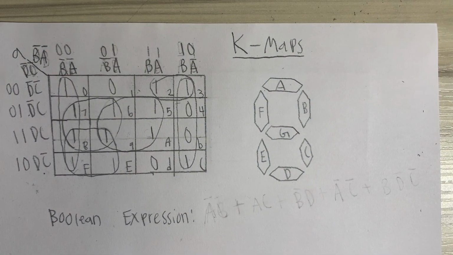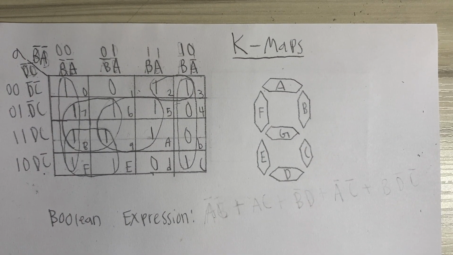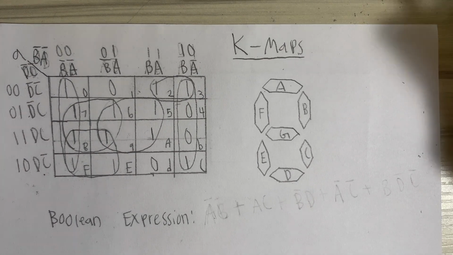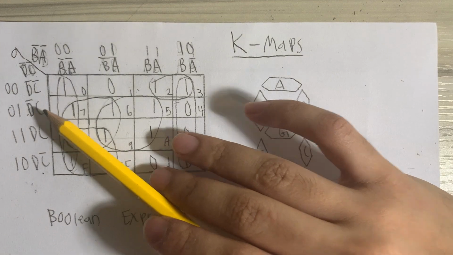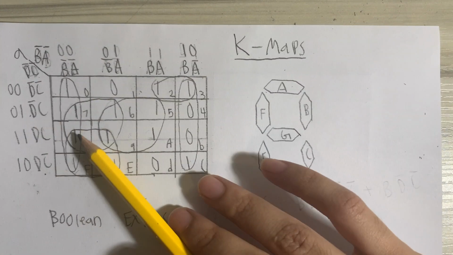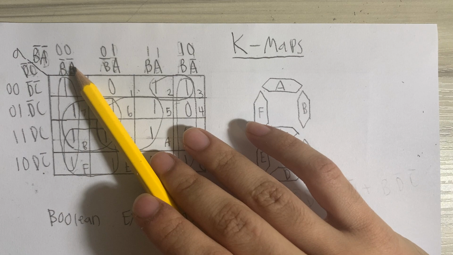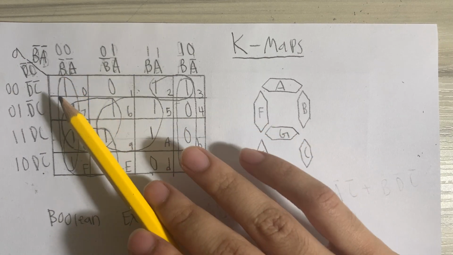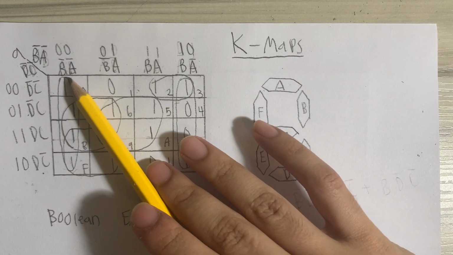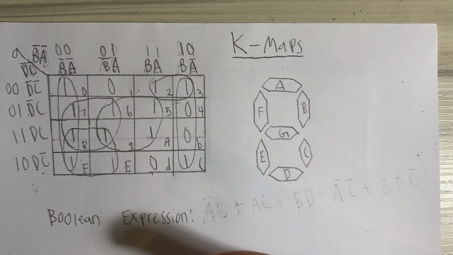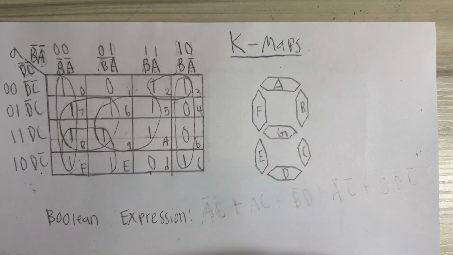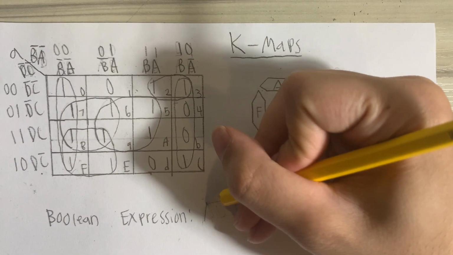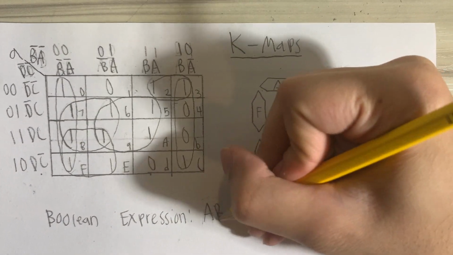Okay, now I can create a Boolean expression for this function. And to do this, I need to find which set of variables are in common with each row and column. So I'll start with the first 4 ones here. I notice that both A and B are low, and the output is independent of the inputs C and D. So it doesn't matter what C and D are, I just need these 4 inputs to be 1. And I can express that by writing not A, not B.